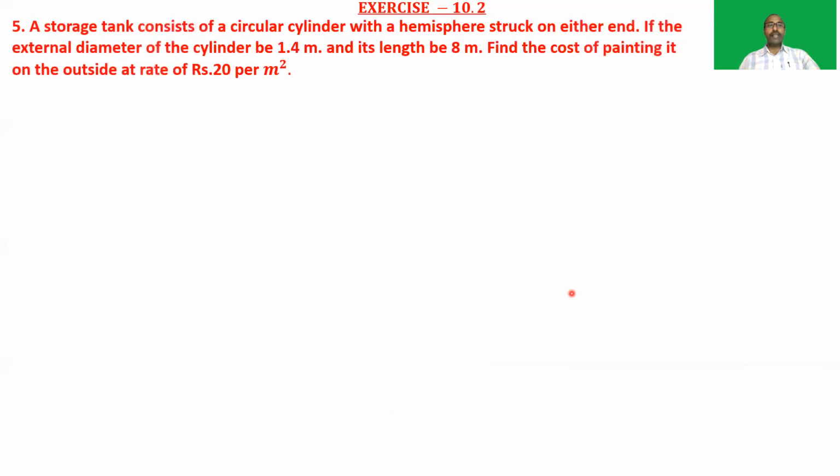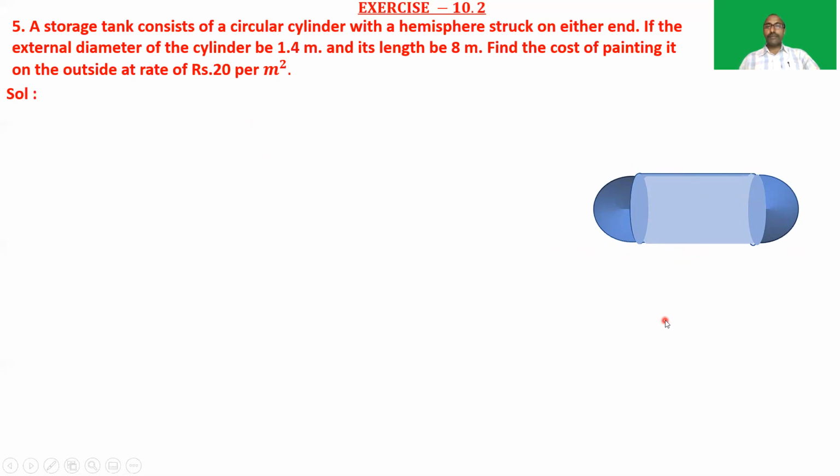A storage tank consists of a circular cylinder with a hemisphere stuck on either end. If the external diameter of the cylinder be 1.4 meter and its length be 8 meter, find the cost of painting it on the outside at the rate of 20 rupees per square meter. Okay. So in this problem, we have a picture like this. So this is the storage tank, which consists of a circular cylinder attached with hemispheres at both ends of the cylinder.